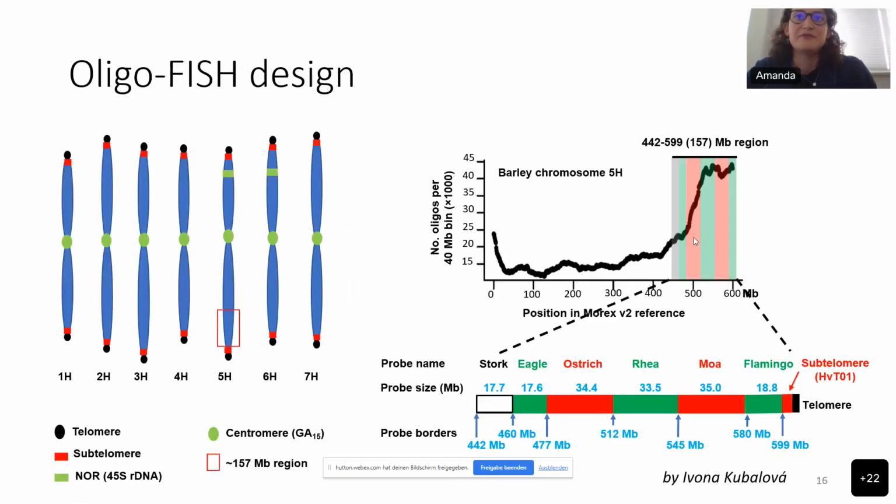And to help us with that, we came back to microscopy. So we designed oligo-FISH probes to check individual chromosomes and see if we could observe this helical conformation in individual chromosomes. This experimental part was done by Ivona Kubalova in collaboration with the group of Andreas Houben here in IPK too. They took this region of chromosome 5H, which I told you was rich in genes, so it has many unique sequences, which was perfect to design these oligo probes.